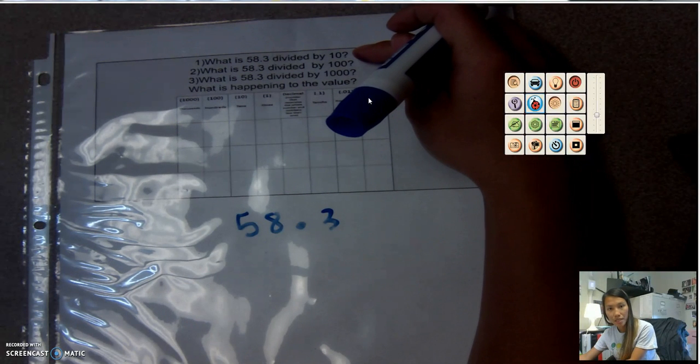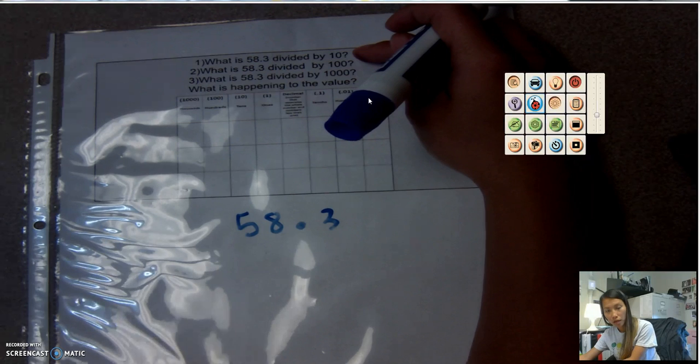So again, number 1 says, what is 58 and 3/10 divided by 10? Then what is 58 and 3/10 divided by 100? Then what is 58 and 3/10 divided by 1,000? And then what is happening to the value? So first, I want to go ahead and place 58 and 3/10 here. I'm going to divide it by 10. That means I'm trying to make it 10 times smaller.